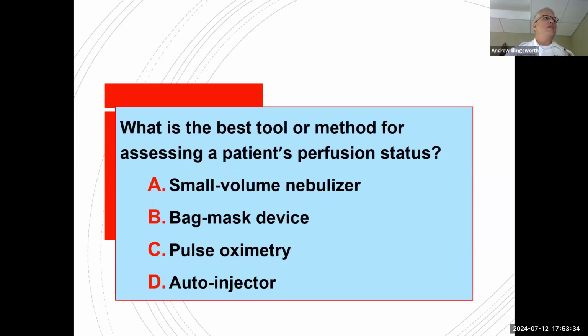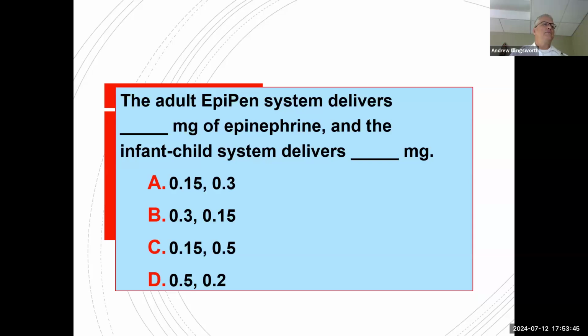There you go. The best tool or method for assessing a patient's perfusion status is pulse oximetry. Make sure you know where it is and how to use it. The adult EpiPen delivers blank milligrams of epinephrine, and the infant child delivers blank milligrams. You said B, you are correct.